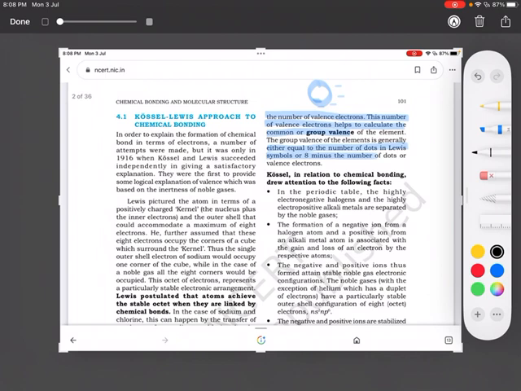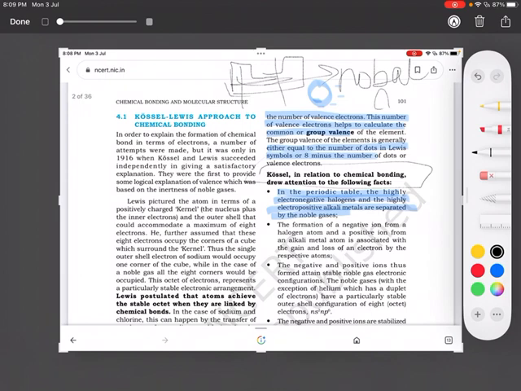The facts are: in the periodic table, the highly electronegative halogens and the highly electropositive alkali metals are separated by what? The noble gases. We all know what the periodic table looks like. The electronegative and the electropositive elements are separated by the noble gases.